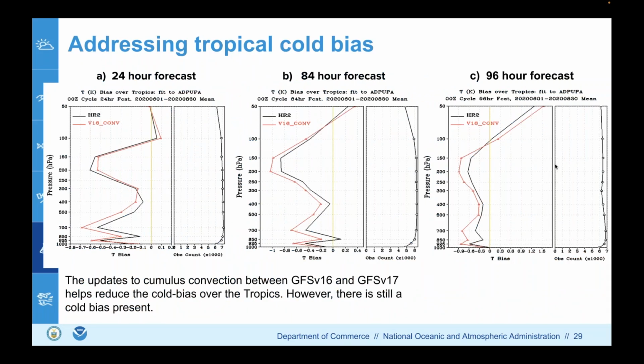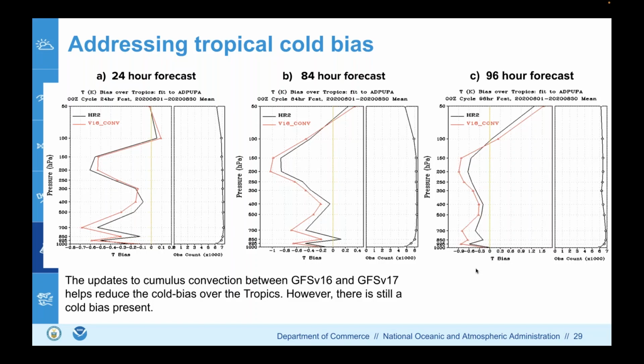Here's a look at the tropical cold bias that we see. So the black line is our HR2, and the red line is HR2, but with convection from GFS version 16. So you can see that in general, with increasing lead time, the atmosphere warms up in the GFS, and the impact of the convection is a warming. So it does alleviate the bias somewhat, but there's still a cold bias.